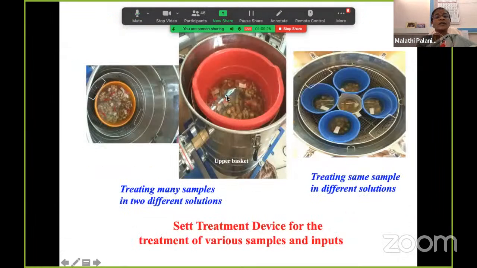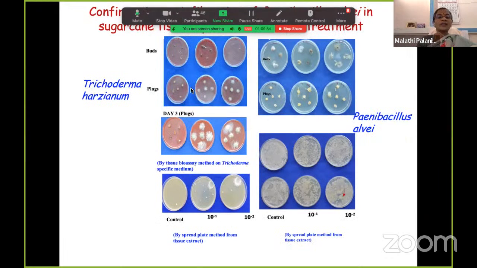And here, this unit is highly suitable to validate any number of molecules and any number of planting materials, so that it has a provision to screen the molecules or materials at a time. So we have screened different bioagents, derivatives and metabolites, and we have selected the effective ones for field application.